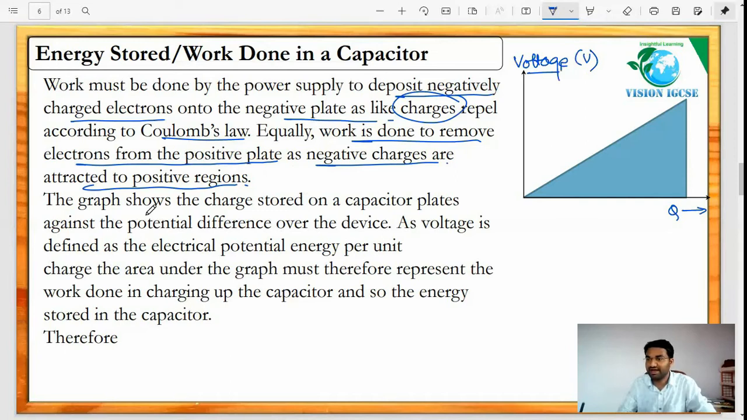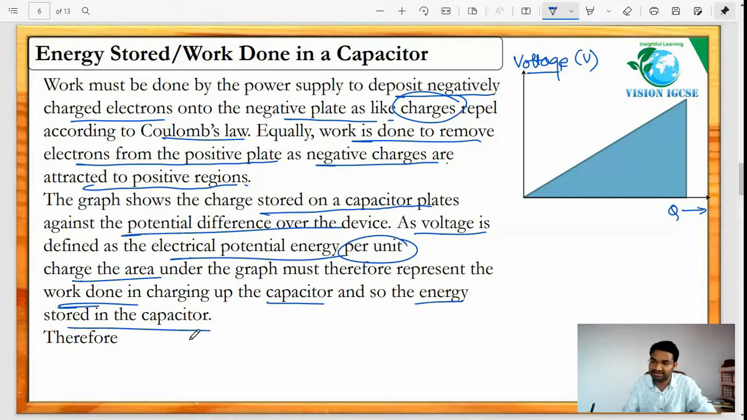So the graph shows the charge stored on the capacitor plate against the potential difference over the device, as voltage is defined as the electric potential energy per unit charge. The area under the graph therefore represents the work done in charging the capacitor. So the energy stored in the capacitor is E equal to 1/2 QV. Okay, so this is just the area of this triangle.